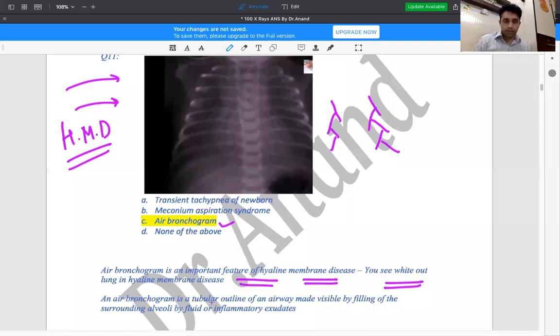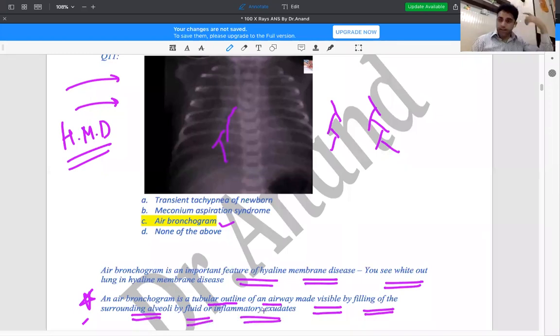Air bronchogram, remember, it is a tubular outline of an airway. This is the Nelson definition. Air bronchogram is a tubular outline, an outline of an airway made visible by filling of the surrounding alveoli by fluid or inflammatory exudates.